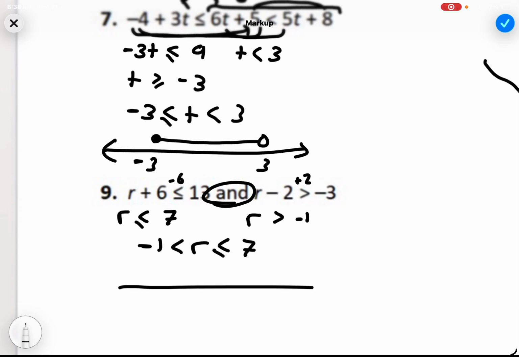And on the number line, it looks like this. 7, negative 1, empty hole. So, yeah, empty hole and filled hole and line.